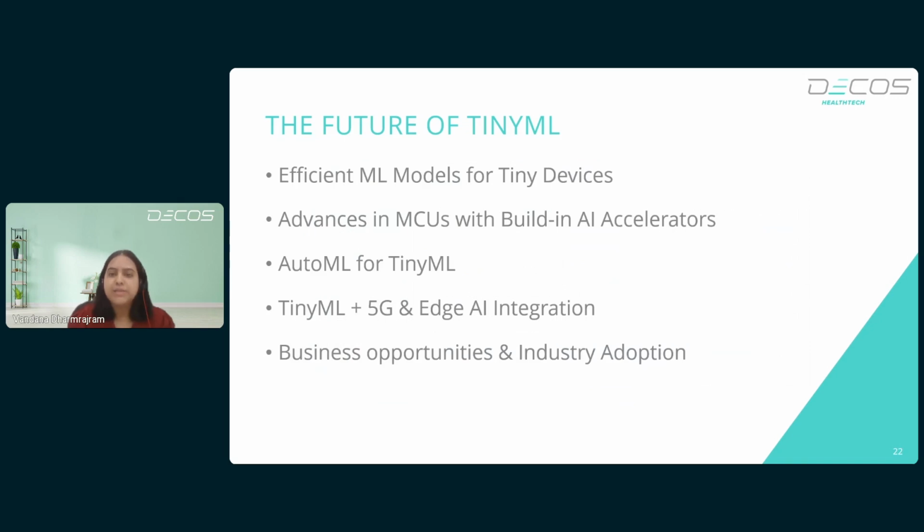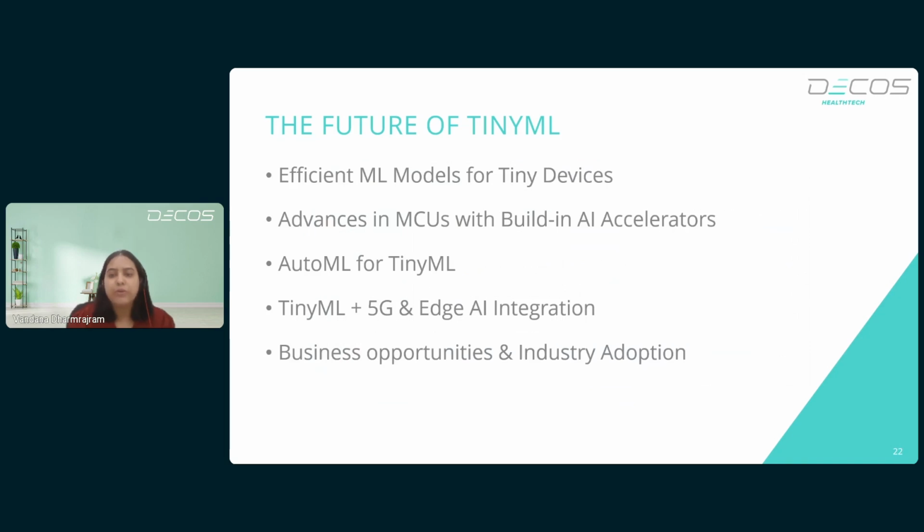There are advances in MCUs with built-in AI accelerators. Traditional MCUs are evolving with built-in AI acceleration for faster TinyML inference. Companies like ARM, ST Microelectronics, and Qualcomm are producing MCUs optimized for AI. Now there are key developments in AI hardware. ARM Cortex M55 and Ethos U55.